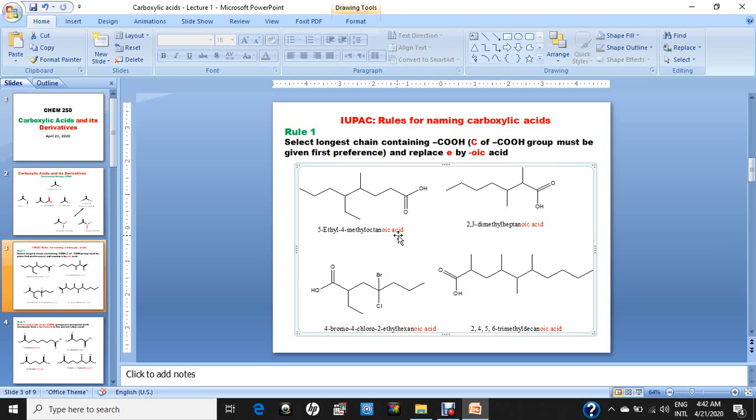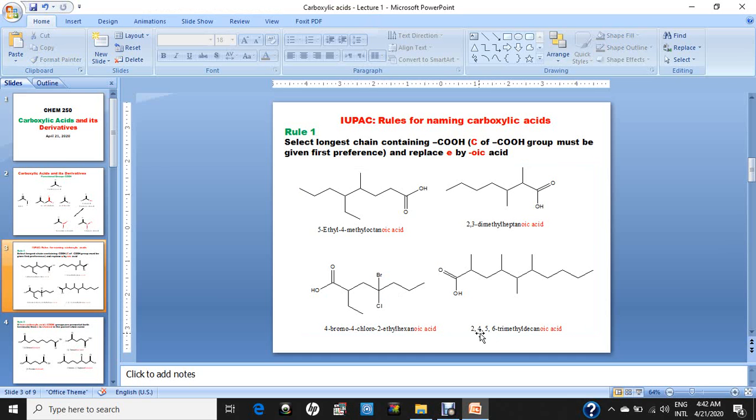So octanoic acid. Here again 1, 2, 3, 4, 5, 6, 7: 2,3-dimethyl, seven carbons, heptane. The E will be replaced by oic acid: heptanoic acid. Similarly these two: 4-bromo-4-chloro-2-ethylhexanoic acid, and 2,4,5,6-trimethyldecanoic acid.